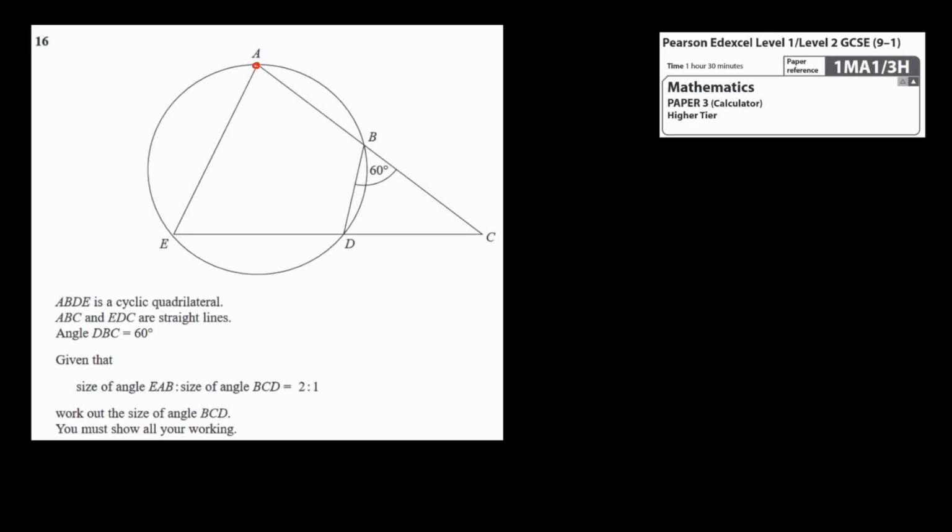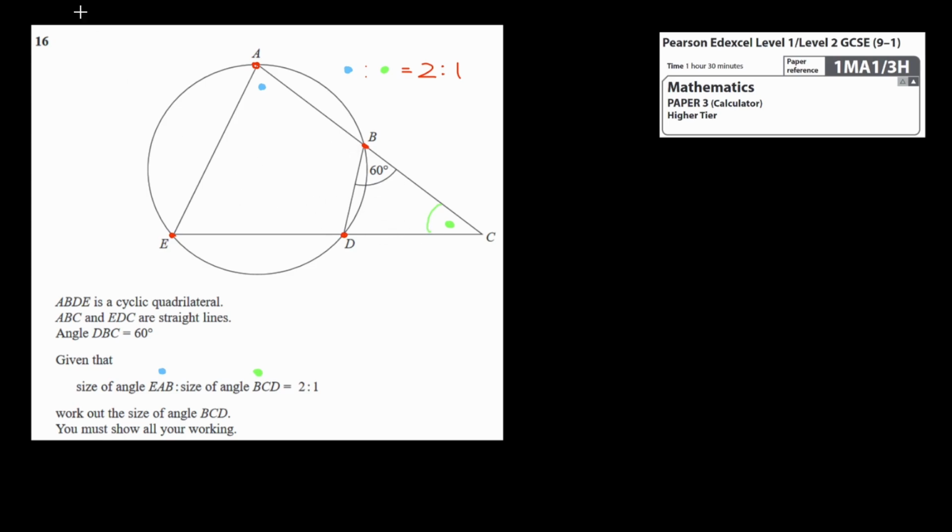We've got a cyclic quad here. I'm just going to identify it. We're told the two lines here are straight lines, and we're given one angle, the angle DBC, as 60 degrees. We're also told that the blue dotted angle EAB is in the ratio of 2:1 with angle BCD. And we're asked indeed to find the size of BCD. So we need to find this angle here.